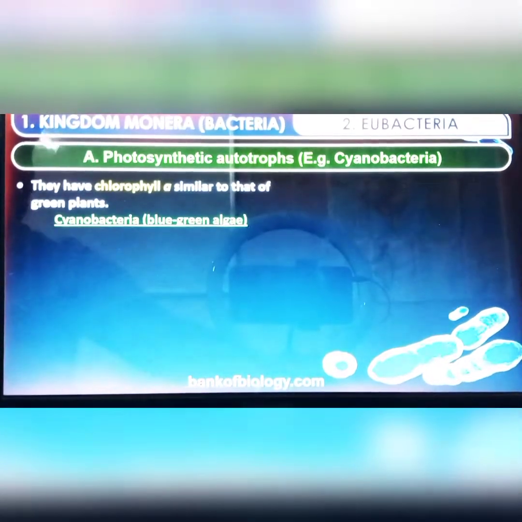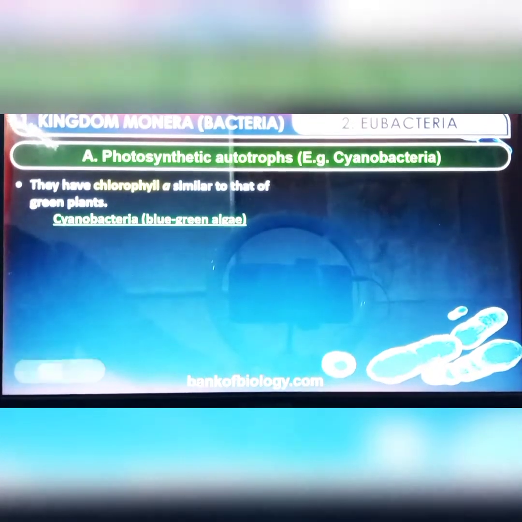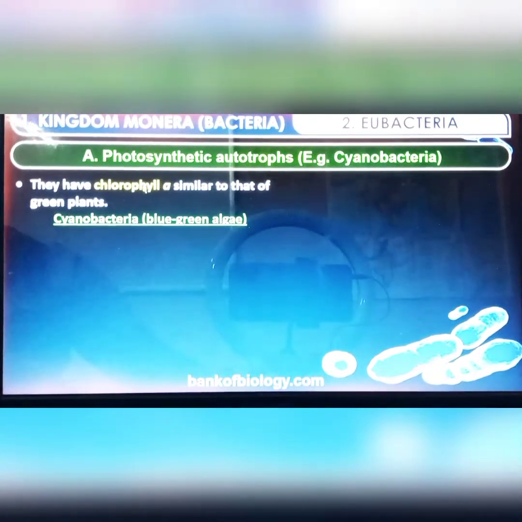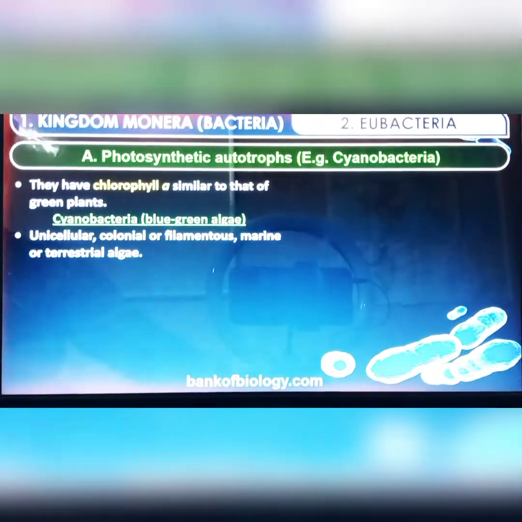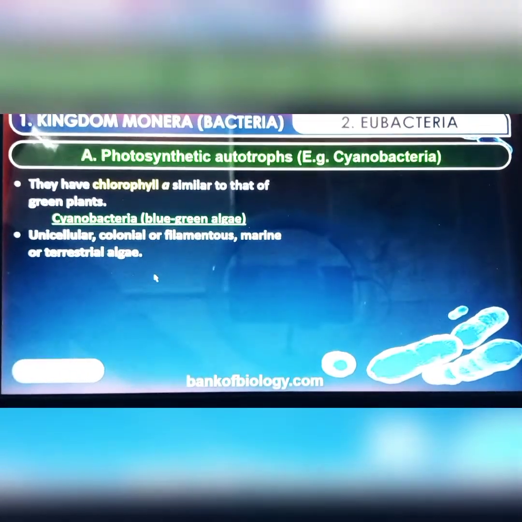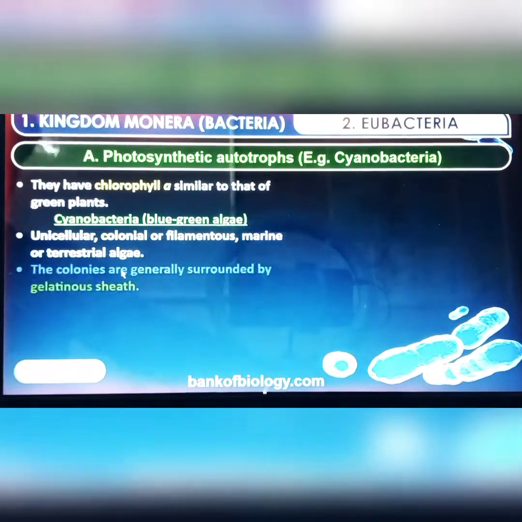Okay, let's talk about cyanobacteria. They are the photosynthetic autotrophs. Cyanobacteria are also known as the blue green algae. Just you can see here, it is also known as the blue green algae. Cyanobacteria have chlorophyll, that's why they have the photosynthetic property, because with the help of chlorophyll they can synthesize their food on their own with the help of sunlight. Okay, they are unicellular, one cell organisms. They can form colonies or filaments, and they are marine or terrestrial algae. They can be found in salty water and on land. They can also be found in fresh water.